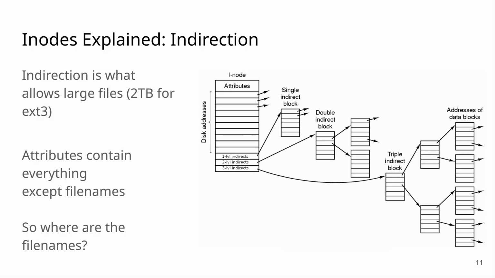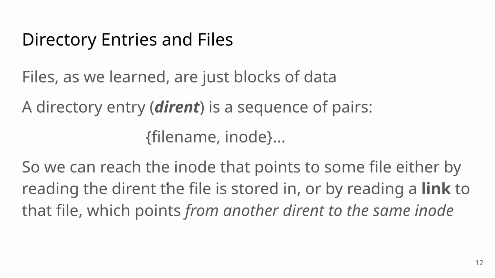So we kind of saw this picture here, and we talked about the file names. I hinted in the previous video that the file names are stored in what's called the directory entry. So what is a directory entry? A directory entry, as we say here, is a sequence of pairs of file names and inodes.